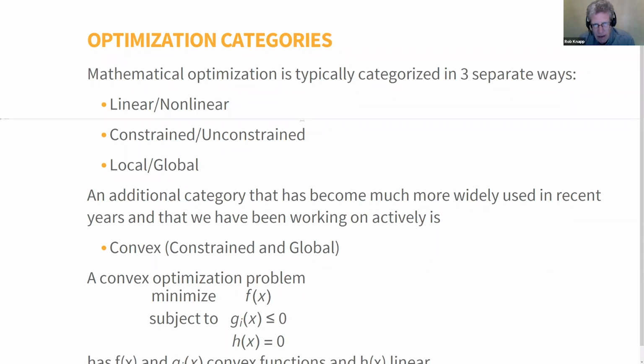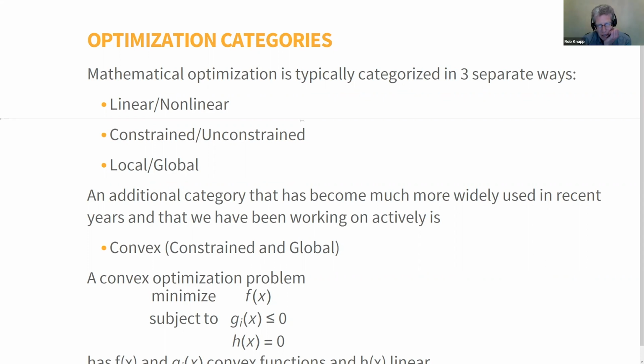But there are lots of categorizations for optimization. It's a really common problem that people want to solve. One categorization is linear versus nonlinear. Another is constrained versus unconstrained. And a final one that's very common is local versus global optimization. A global optimum is the best possible value of the function within any given set of constraints.